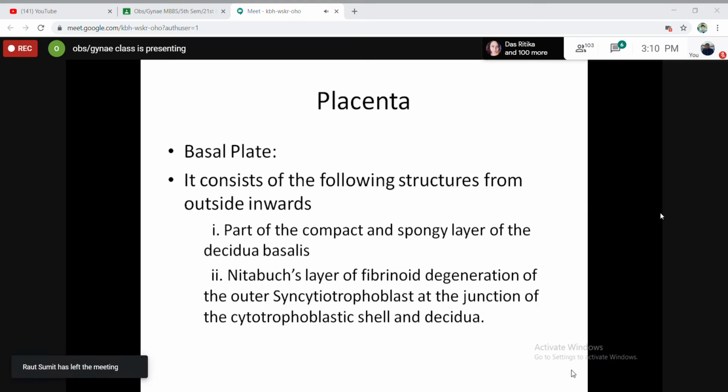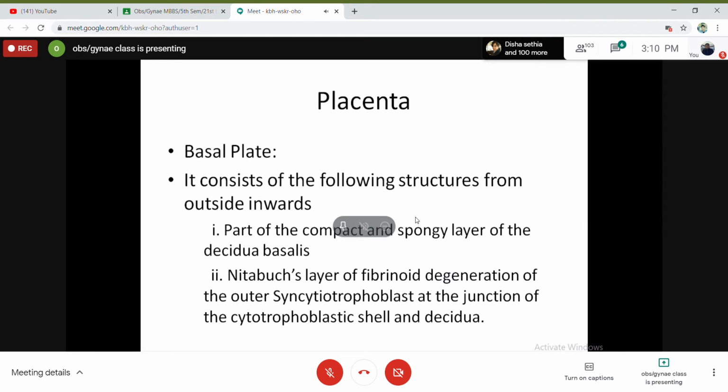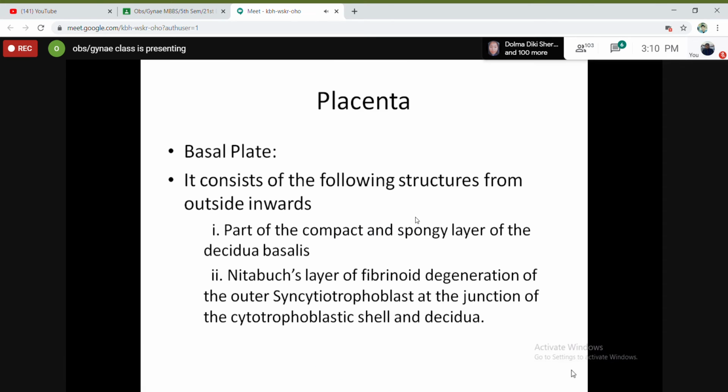And during separation of the placenta, it starts from this layer, the Nitabuch layer, and it is completely developed at term. Before term, the Nitabuch layer is usually not much developed. So there is a high chance of having retained placenta in second trimester abortion and when there are preterm deliveries.